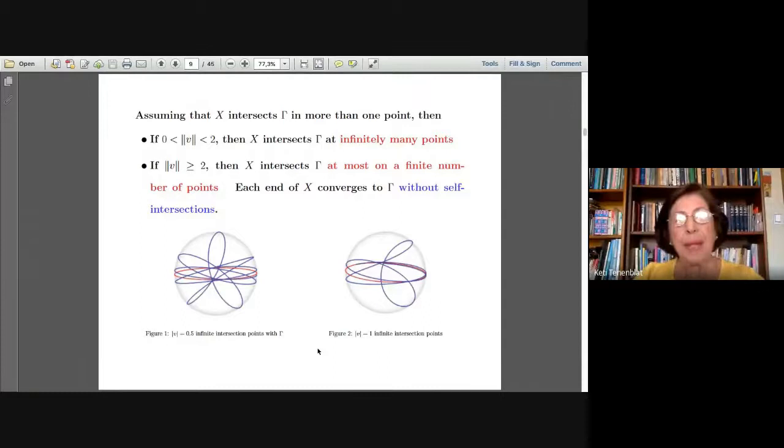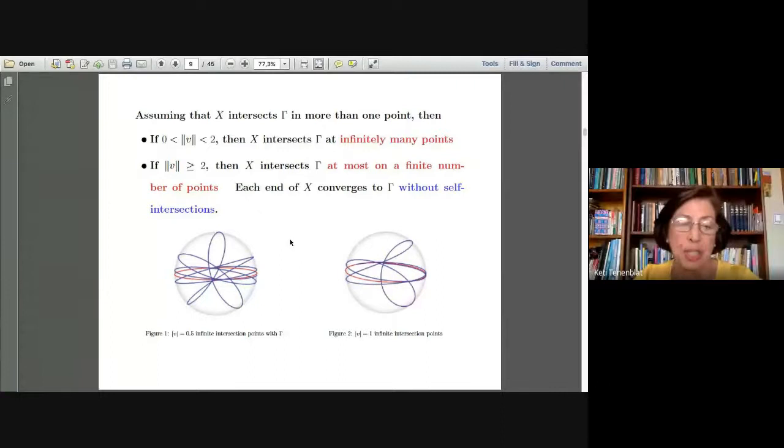Now, assuming that the curve intersects the equator, here in red, in more than one point, then we show that if the norm of V is between 0 and 2, then it will intersect infinitely many times. And if the norm is bigger or equal to 2, then the intersection can be at most a finite number of points. At each end it will converge to the equator without self-intersection.